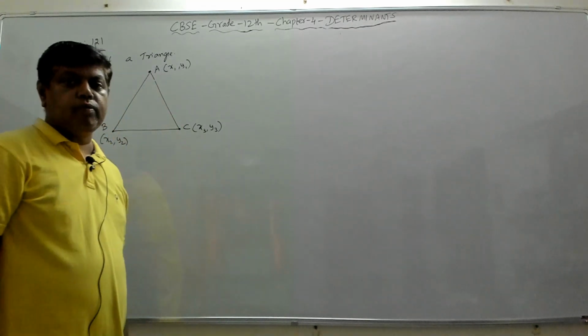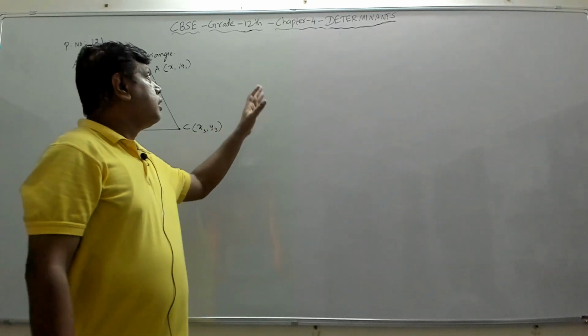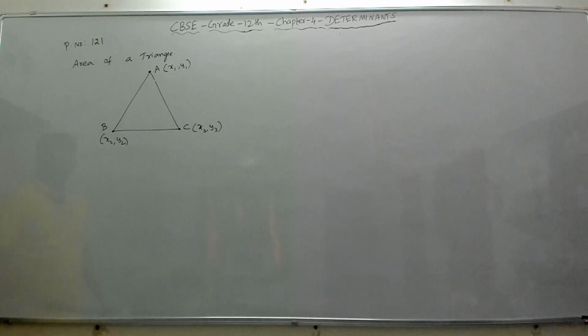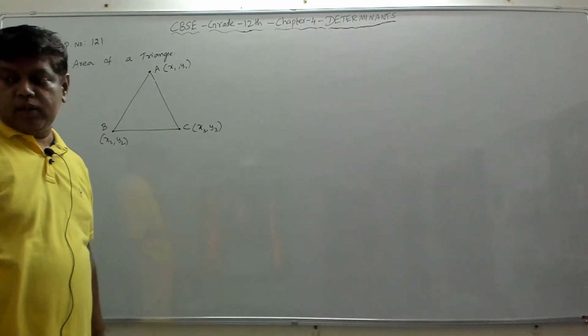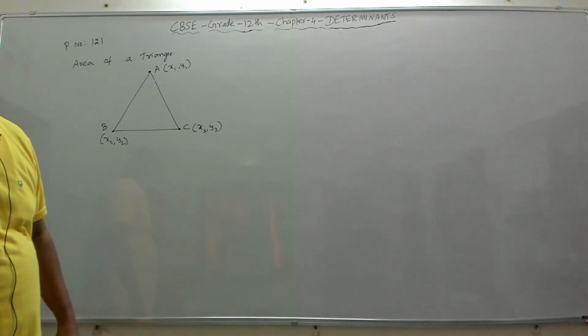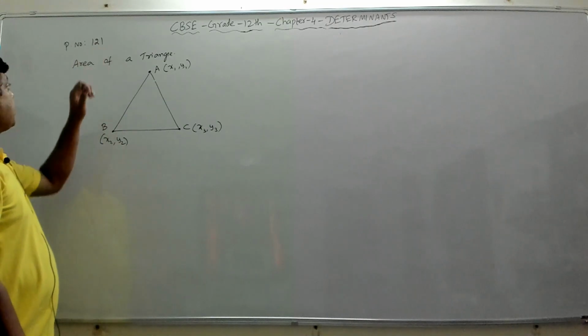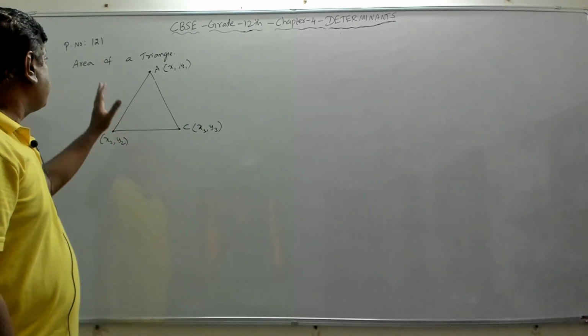In this video, we'll continue with the chapter Determinants, which is chapter 4 from your 12th standard CBSE mathematics. In this section, we will talk about the area of a triangle on page number 121 of your textbook.